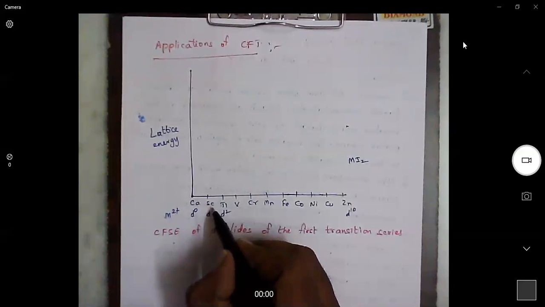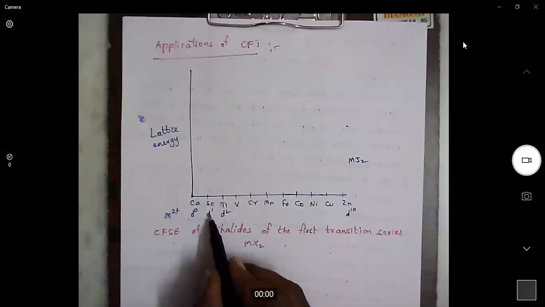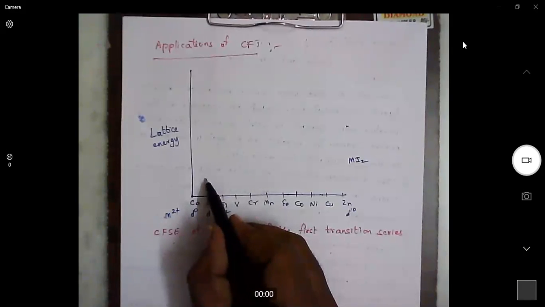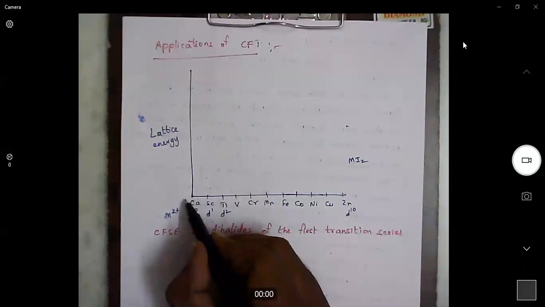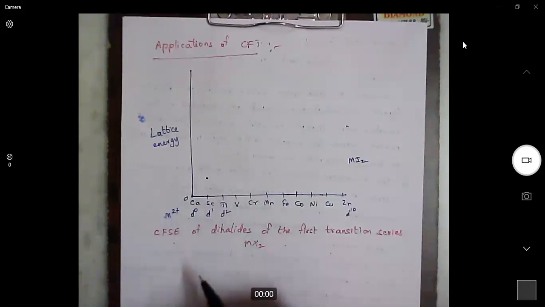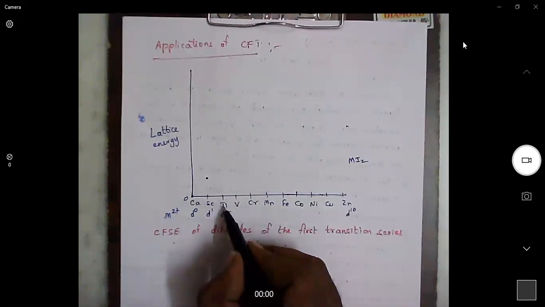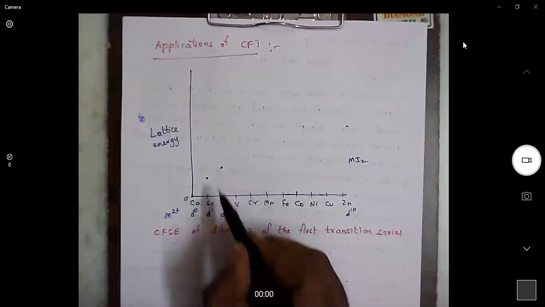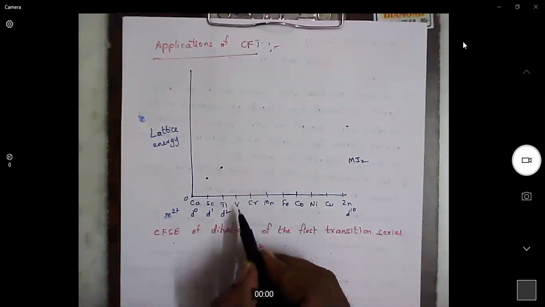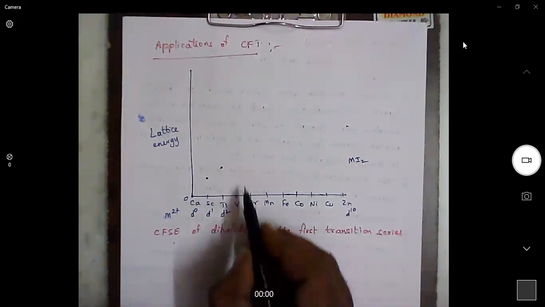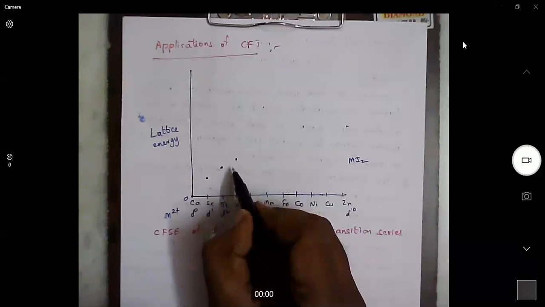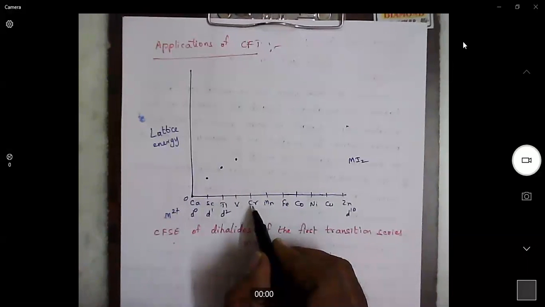Now, for scandium 2 plus ion, we have one electron in d orbital. So CFSE will increase a little bit. For example, if you consider calcium 2 plus CFSE is 0, then this is scandium. Now, for titanium 2 plus, we have two electrons in d orbital, so CFSE will further increase. For vanadium 2 plus, we have three electrons in d block, so CFSE will further increase.